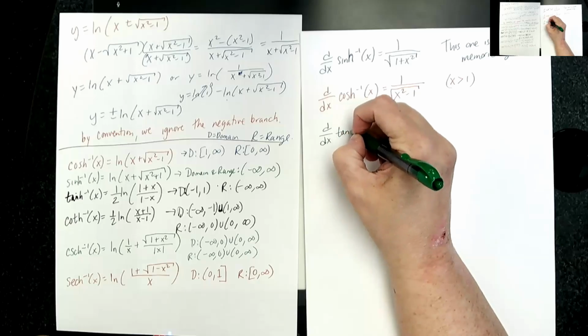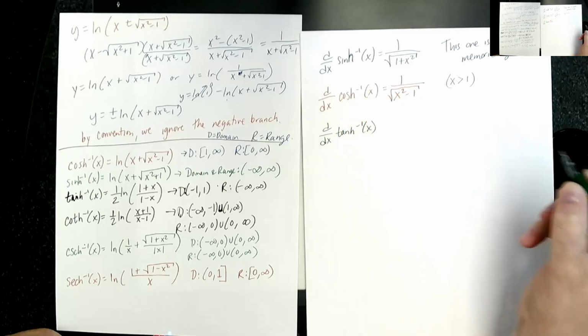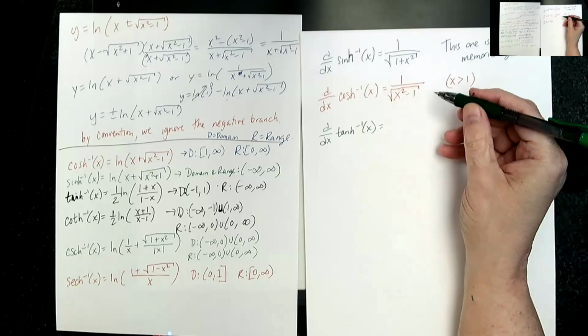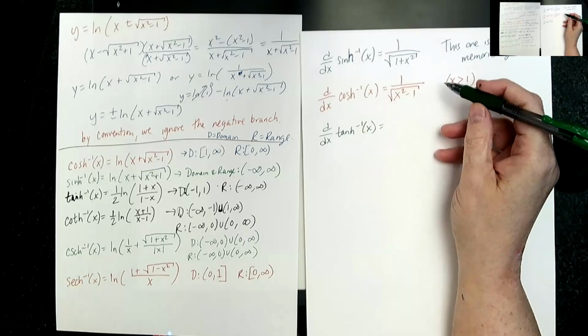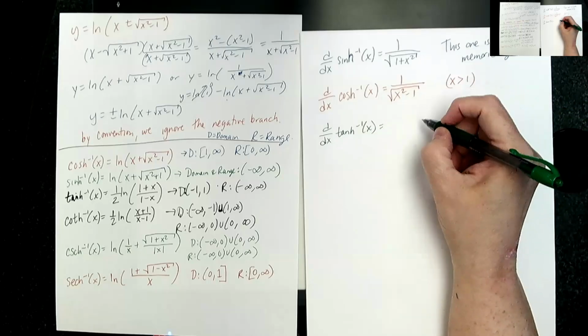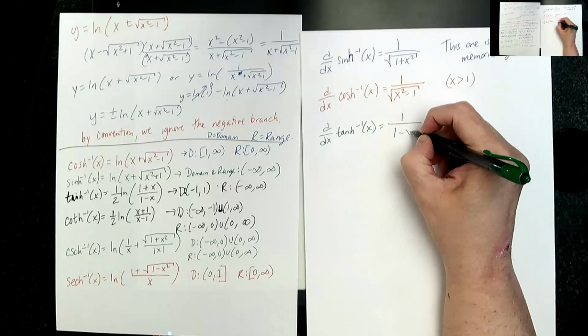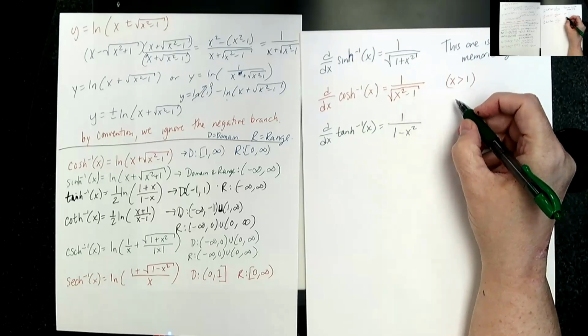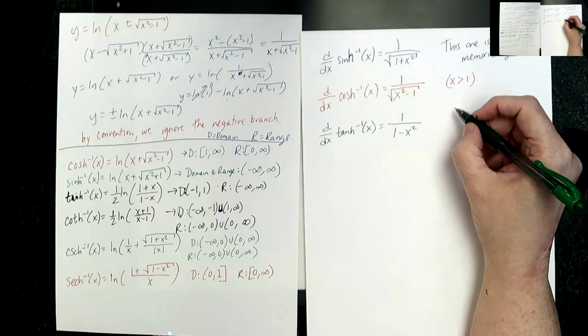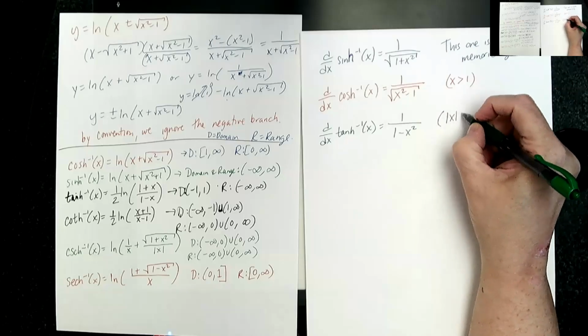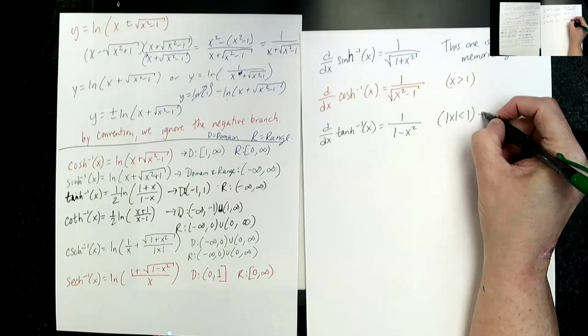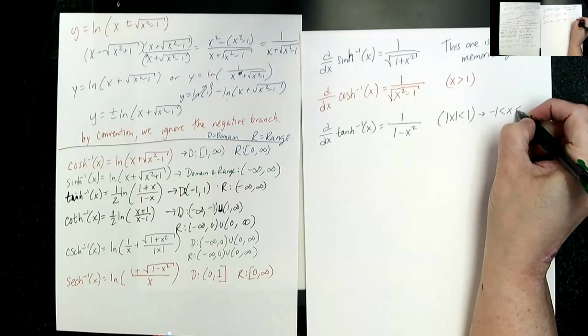And the derivative of inverse hyperbolic tangent. I think it's 1 minus x squared on the bottom, I think. It is. How about that? This is a fun restriction. Absolute value of x is less than 1. So this is only good for -1 to 1.